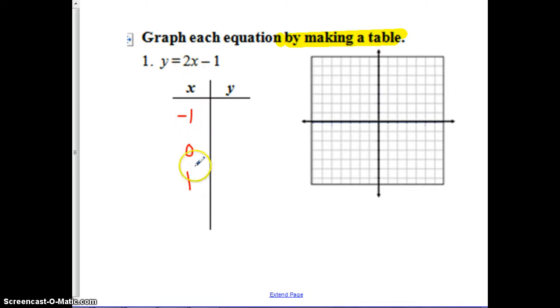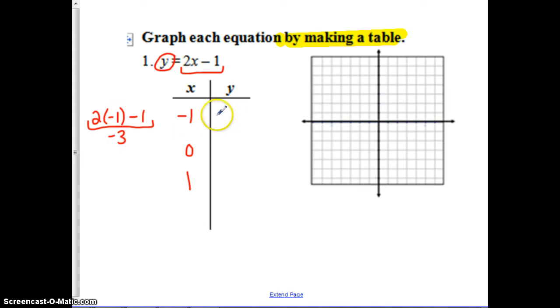So these are the values that you're going to plug in to this side of your equation, so that way we can find out what y is. And you can just go off to the side and try and squeeze this in. 2 times -1 minus 1. So you're going to get that answer, which would be -3.